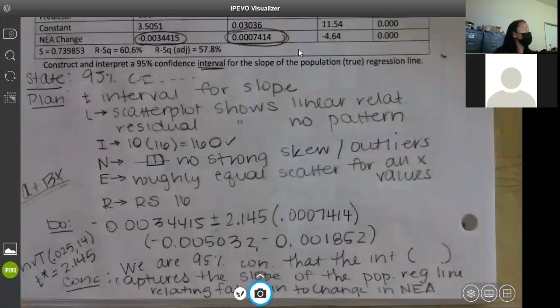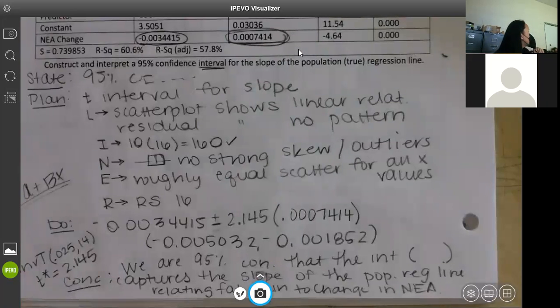Any questions? Can we say capturing the slope, or does it have to say capturing the true slope? You can say the slope because it's the population regression line, so as long as you put that in there. If you say the true slope, you don't have to put the population part in there. Got it? Is everybody good?